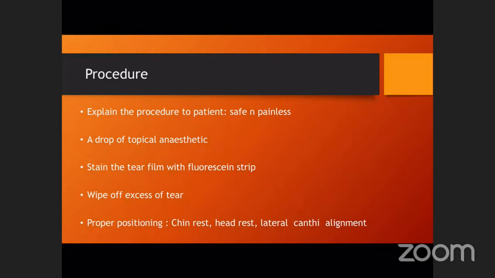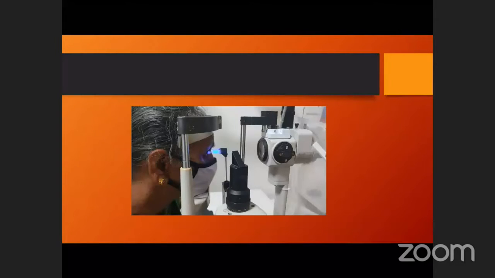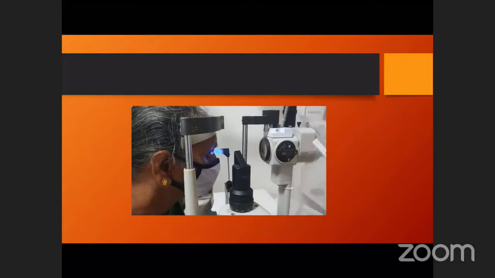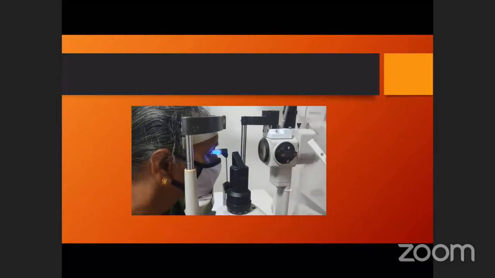Stain the tear film with a fluorescein strip. Wipe off the excess tear. Proper positioning is very important, so we have to make sure that the chin rest, head rest, and the lateral canthi alignment on the slit lamp are all at the proper place. So this is how we take it.